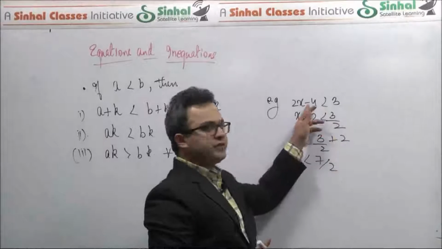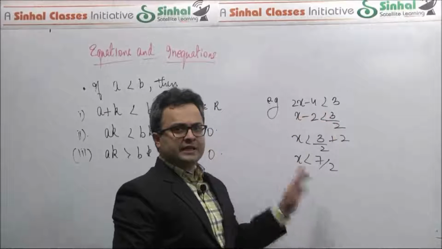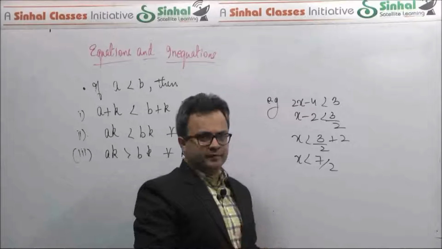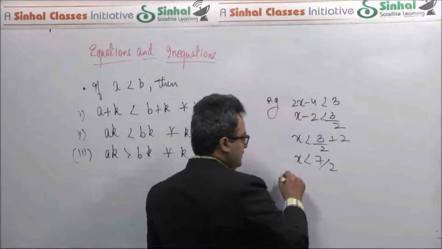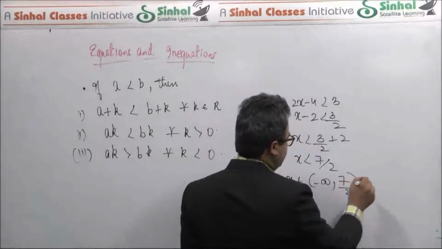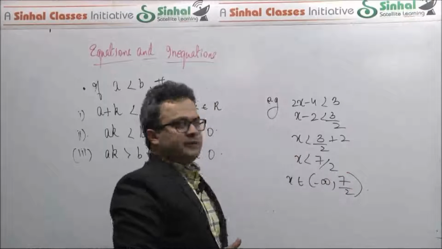Right, so the solution set of the original inequality is that the value of x must be less than 7 by 2, or if we use bracket notation, x belongs to the set minus infinity to 7 by 2.